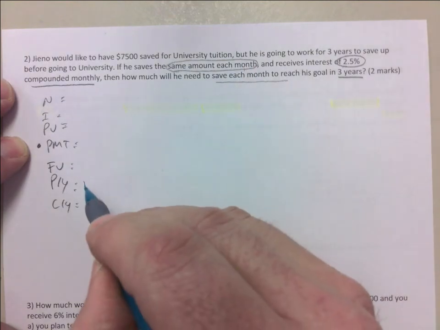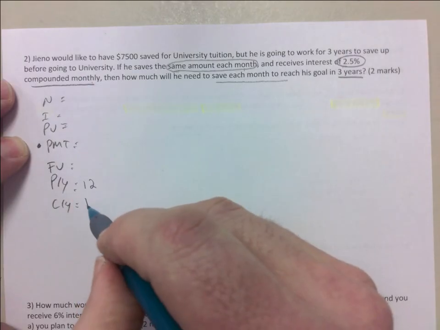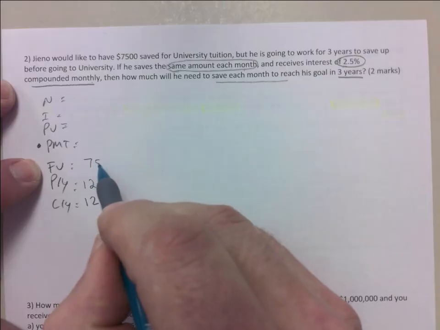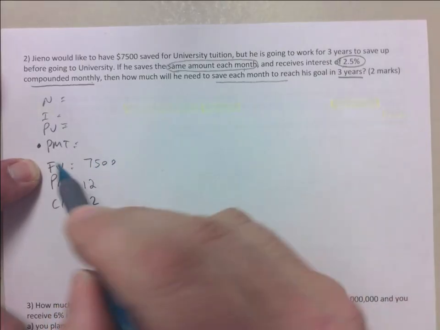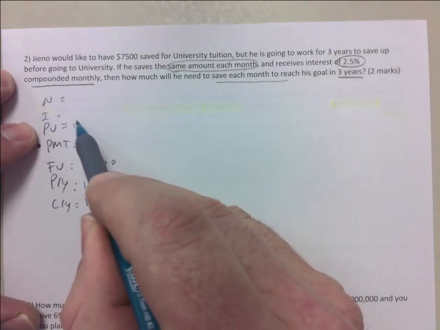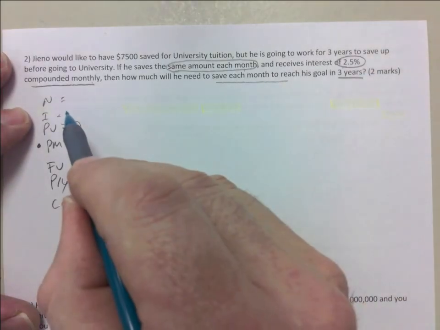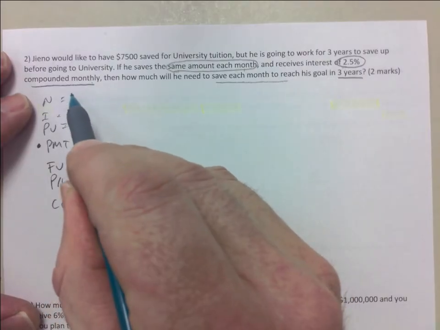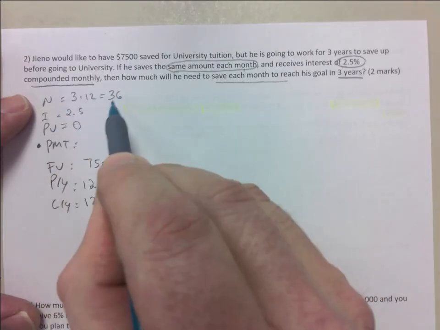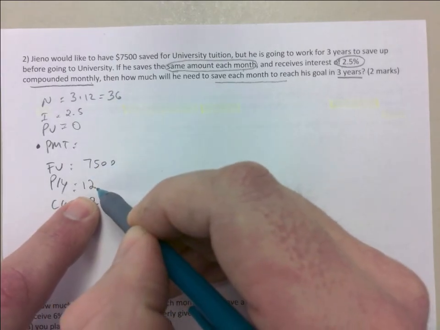That's 12. So PY is 12. CY is also 12 because it says compounded monthly, so it happens to be the same. In the future, I would like to have $7,500, right? Positive, because it's going to come to me at that point. I start with 0. There are no indications that I start with something other than 0. This is 2.5, and this would be 3 years times 12, so that's 36. So that's, in a sense, we're talking 36 months because we know that the PY is 12.